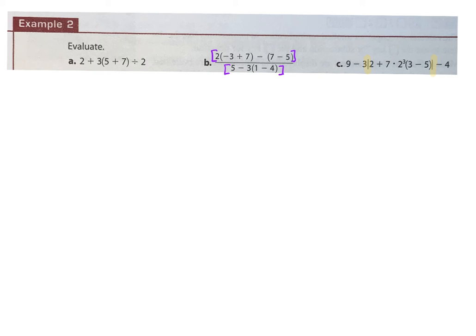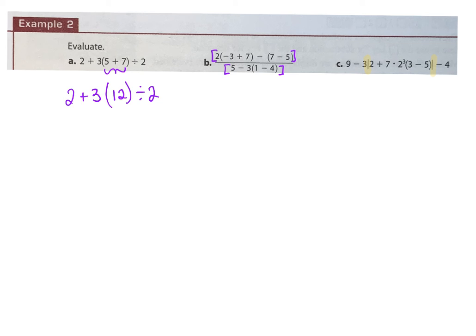Let's look at the first one. The first one's very simple. It's just one set of grouping. So I am going to do this 5 plus 7 first. I have 2 plus 3. What is 5 times 7? 12 divided by 2. Now that I've done my grouping, I put the parentheses around it, but that's really just multiplication. The only time it's truly grouping is when you have addition, subtraction on the inside.